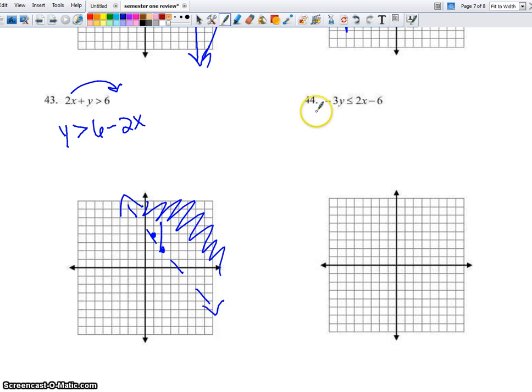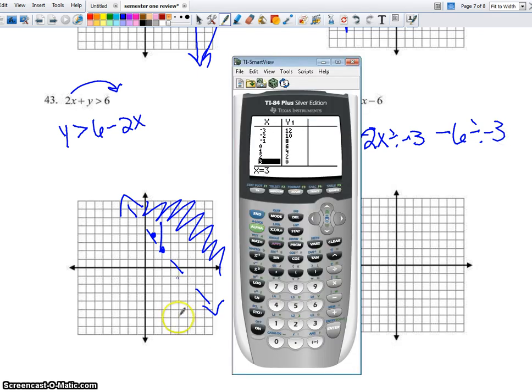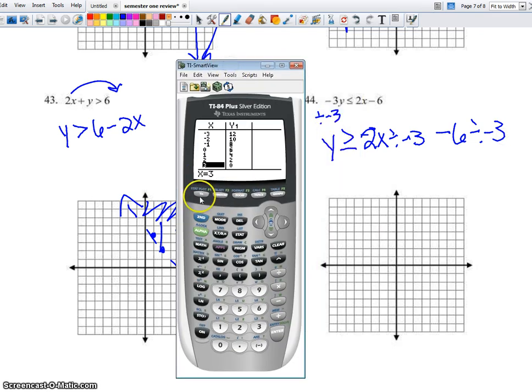Number 44, everything gets divided by a -3. It's dividing by negative, so my symbol points the other way. And then we have 2x divided by -3 minus 6 divided by -3. Put that in your calculator at y equal. You're going to say 2x divided by -3 minus 6 divided by -3. Go to your table.